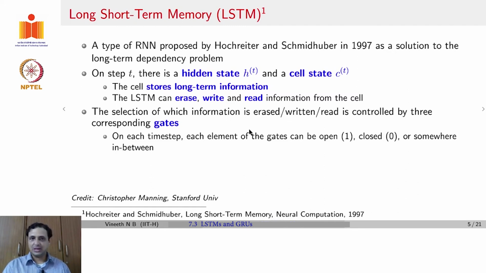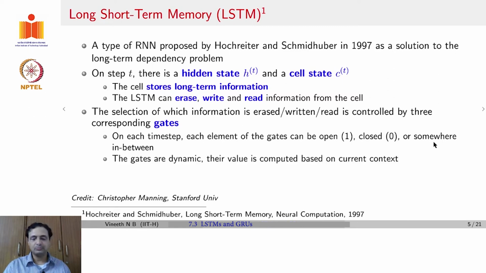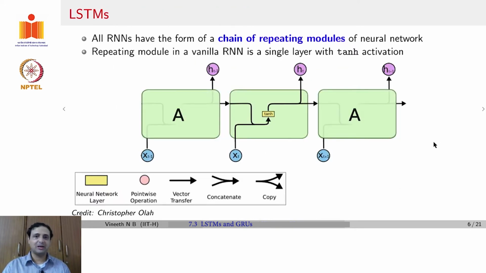On each time step, these gates could assume values: open, which would be 1, which would allow all the information to pass through; closed, which would be 0, which would not allow any information to pass through; or somewhere in between. You can also have information lying between 0 and 1. These gate values are dynamic and are learnt and computed based on the input at a particular time step and the hidden state that comes from the previous time step. Let's see each of these components in more detail.